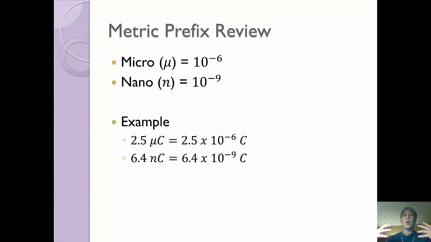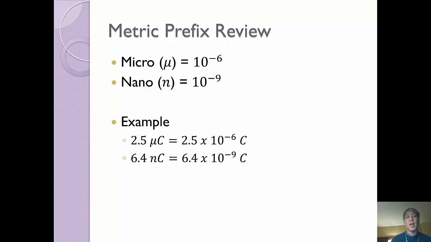Before we continue, I do want to go into a little bit of metric prefix review, because these metric prefixes are going to be used a lot, and I don't want people confusing or misremembering them. First off, micro is that funny little U with a tail in the front, and it is going to equal 10 to the minus 6. So when I say 2.5 microcoulombs, all I need to do on my calculator is replace that micro with its 10 to the power prefix. So micro becomes 2.5 times 10 to the minus 6 coulombs.